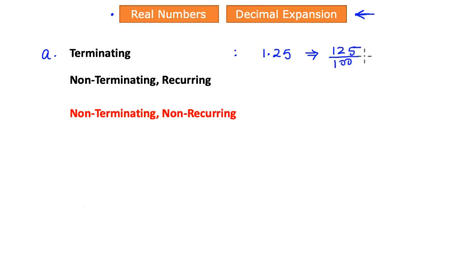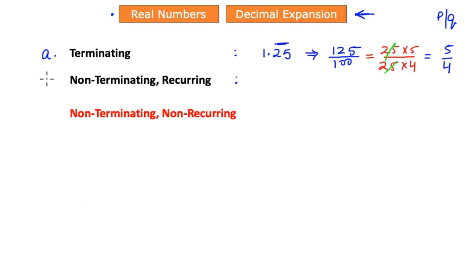And further, if you would like to convert this number into its lowest form, you could say that 125 can be written as 25 times 5 and 100 can be written as 25 times 4. Now you simply get rid of 25 and the number you finally obtain is 5 over 4, which is the form of p over q, and hence it is classified as a rational number, right? So this is an example of a terminating decimal number, when you see a finite number of decimal digits.